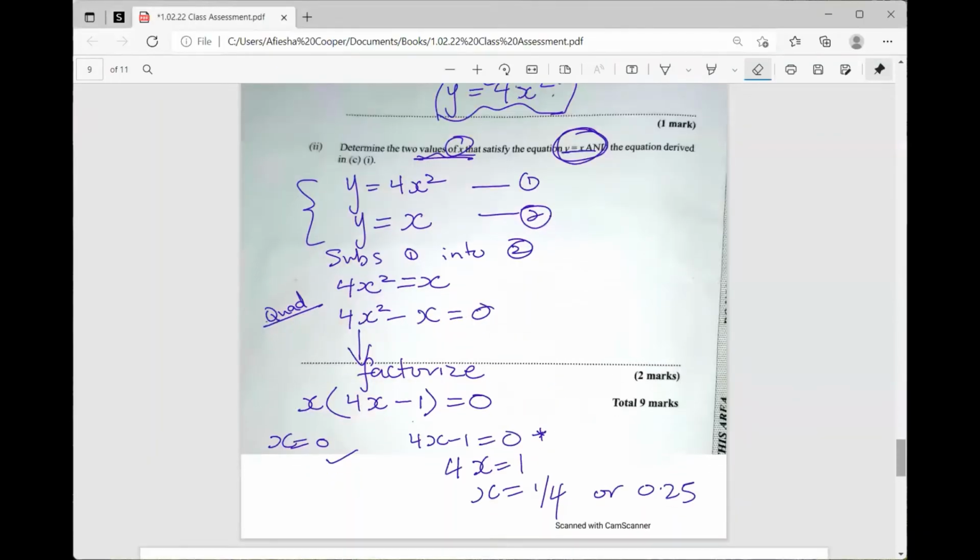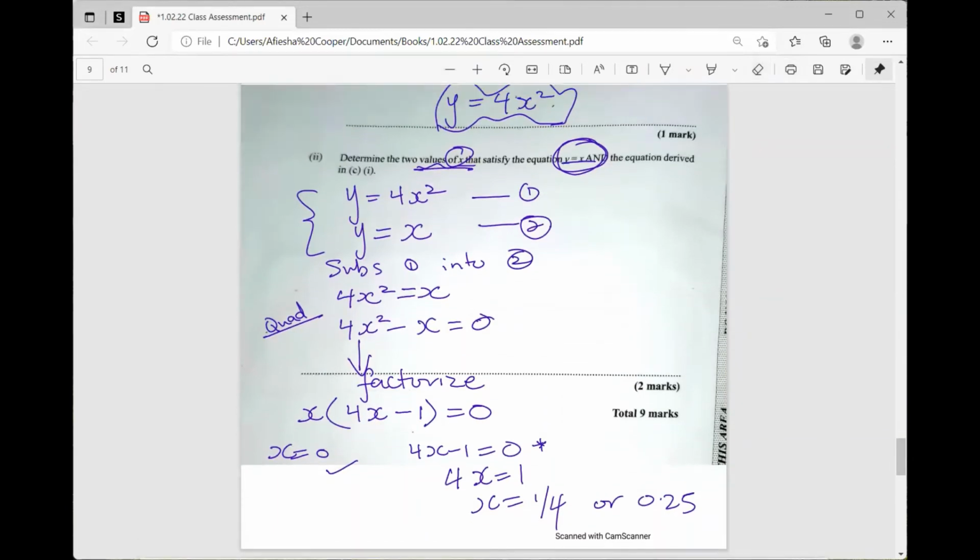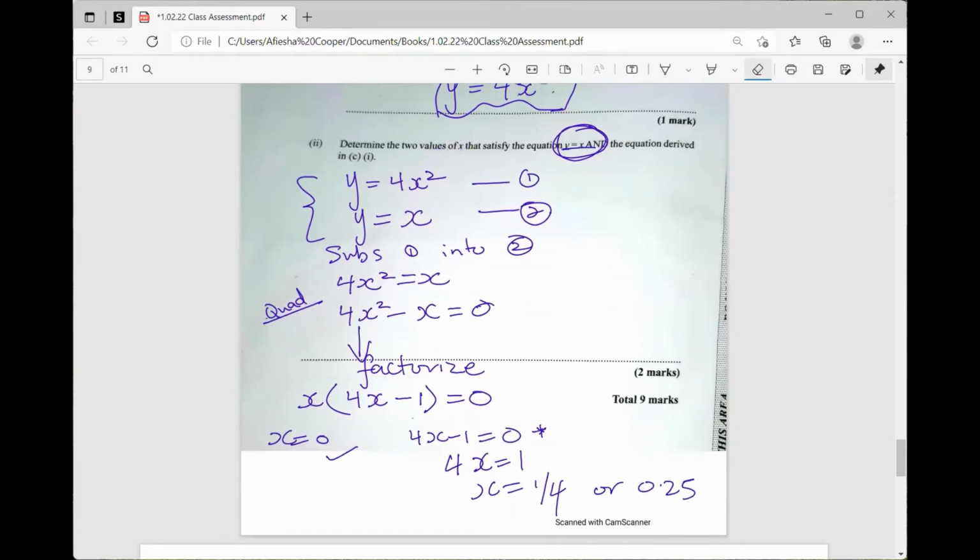So this question told us, just recapping it, to determine two values of x, so that means we are solving for x, right? Determine two values of x that satisfy the equation y is equal to x and the equation from above. So they want y is equal to x and y is equal to 4x squared. Solve for two values. So we already see a simultaneous equation. Once both of them are equal to y, we can put them equal to each other. So 4x squared is equal to x. We send it over to one side, giving us 4x squared minus x is equal to 0.